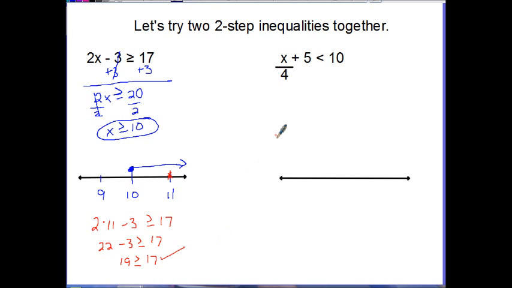Here's my second one. X divided by 4 plus 5 is less than 10. First thing I'm going to want to do is move that plus 5 by minusing it to both sides. It cancels out because it gives me 0.